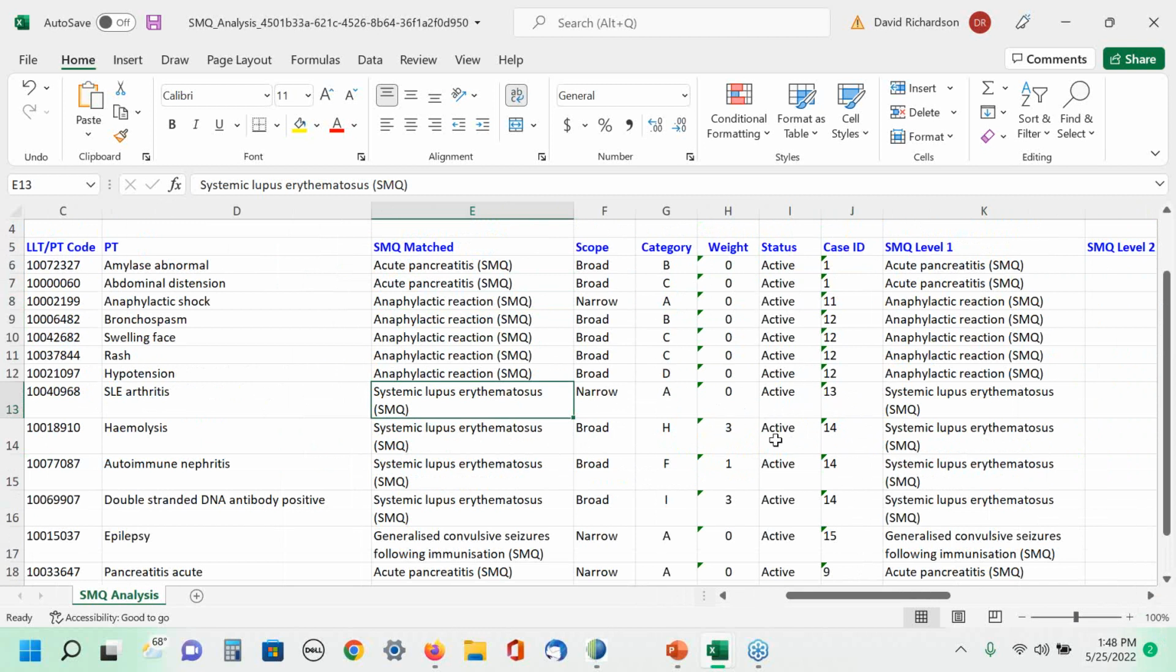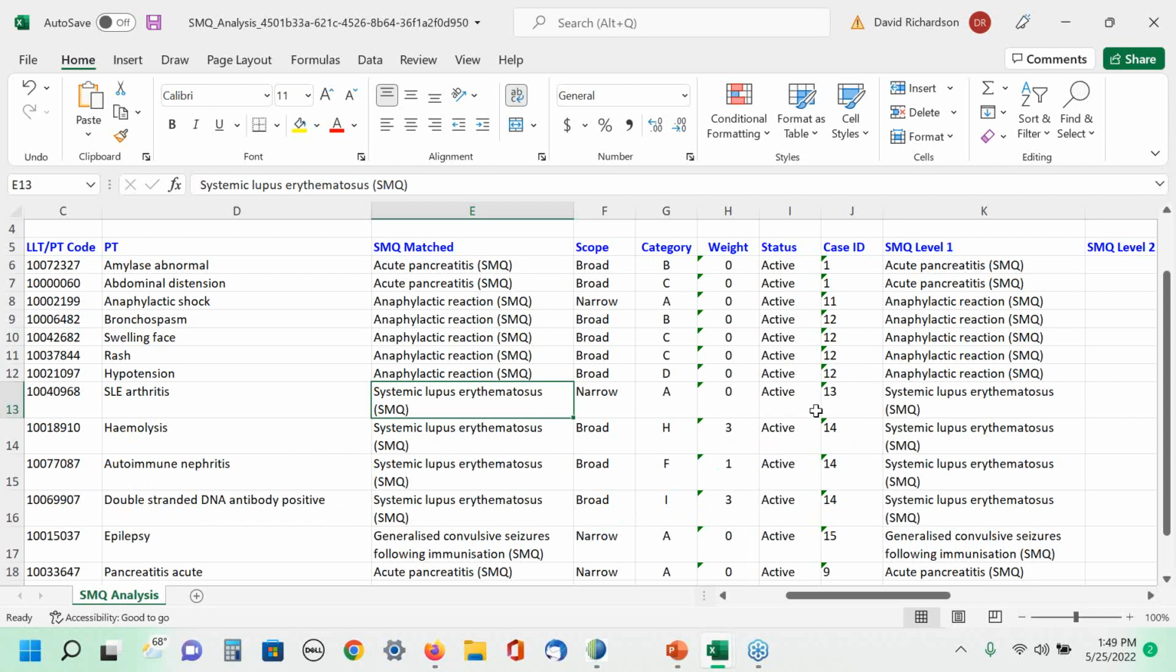This is potentially a case of lupus. But here's what's more worrisome. Here is patient number 14. That patient has three concepts: hemolysis, autoimmune nephritis, and double-stranded DNA antibody positive. And this was the weighted algorithm where, when I add up the weights, 3 + 1 is 4 + 3 is 7. This algorithm would tell me pull that case as well.